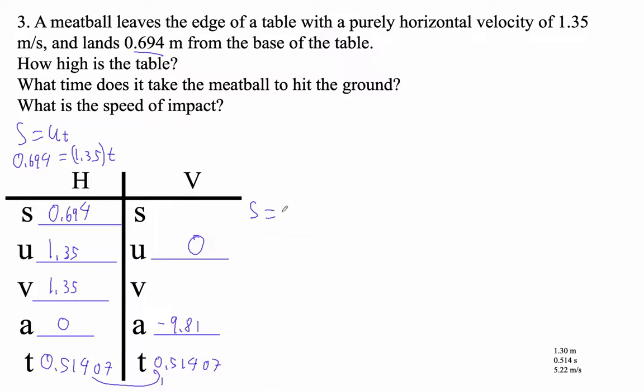So S is UT plus 1/2 AT squared, right? So S is going to be 1/2 times negative 9.81. The U is 0, correct? Okay, times 0.514. Don't forget to square that. So 0.5 times negative 9.81 times that answer that I just got squared. I get negative 1.2962.